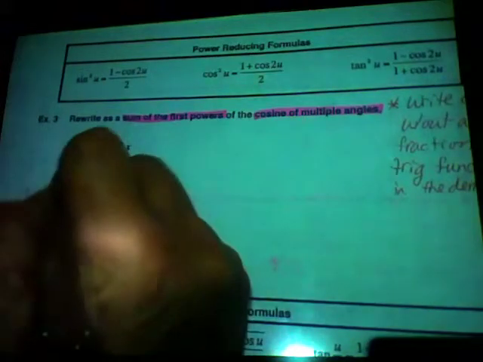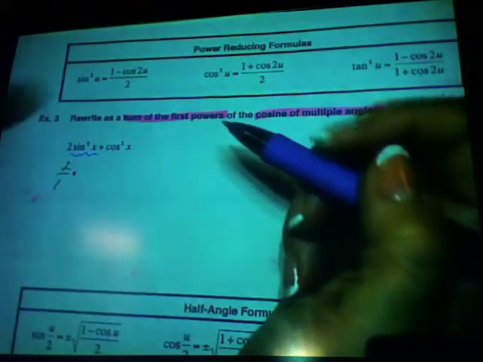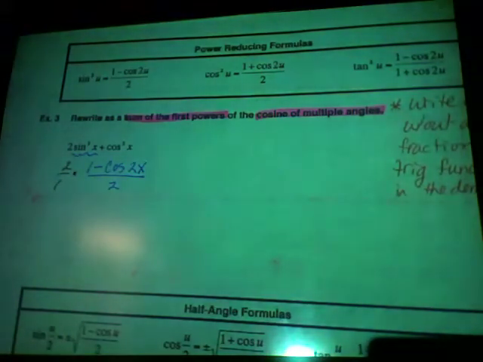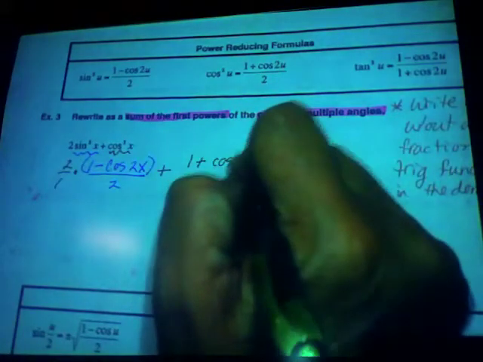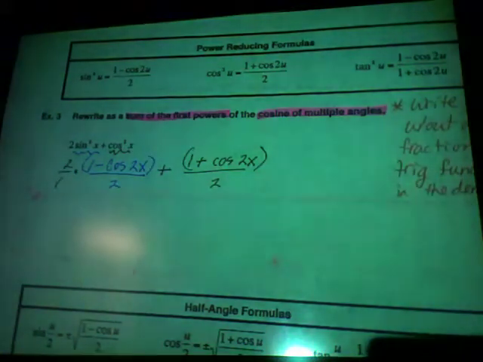So we're going to take the 2, and I'm going to put the 2 as 2 over 1 because all of these are fractions. Then we are going to replace sine squared of x with (1 minus cosine of 2x) over 2 because it's using x over 2. I'm going to put the 1 minus cosine of 2x in parentheses. You'll see why in a moment. Then plus, we're going to replace the cosine squared right here with this fraction, (1 plus cosine of 2x) over 2. I'm going to put the 1 plus cosine of 2x also in parentheses, and that's not really necessary.